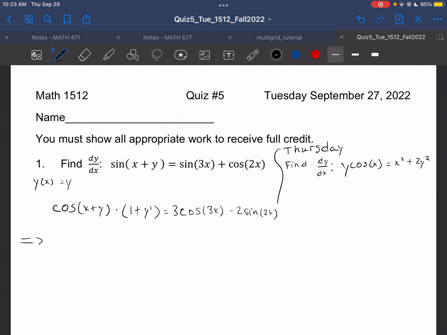And then solving for y prime gives us y prime equals 3 cosine of 3x minus 2 sine of 2x, divided by cosine of (x plus y), and then that's going to be minus 1.